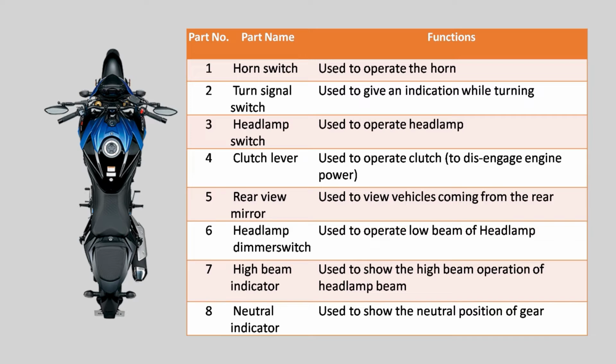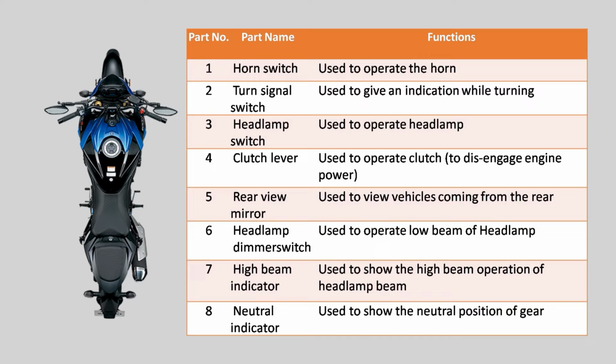Headlamp switch, in the night or in the cloudy season, you want to light your headlamp, and then a headlamp switch is provided so that you can use it for operating the headlamp. Clutch lever. Clutch lever, as you know, the function of the clutch is to engage or disengage the gear for variation in the speed of the engine.